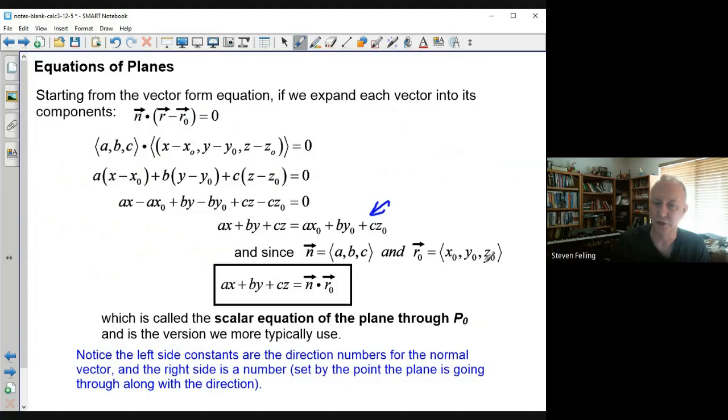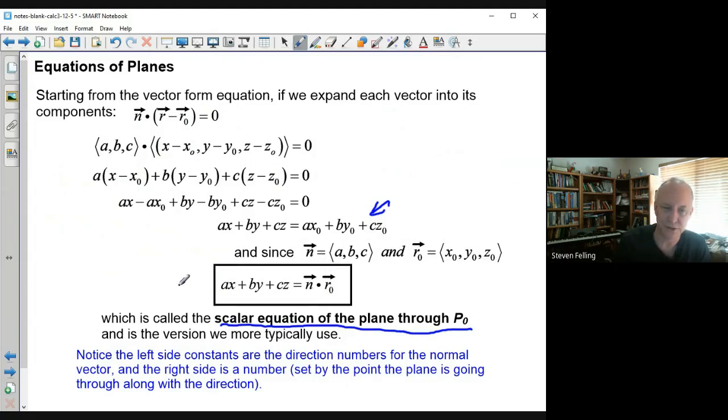vector and the initial position vector, because if you just took this dot this, it would be this times this plus this times this plus this times this. So we combine all that together to say that the scalar form of an equation of a plane through point P0 is a times x plus b times y plus c times z is equal to a constant on the right-hand side that you find by taking the dot product of the normal vector and the initial point vector.